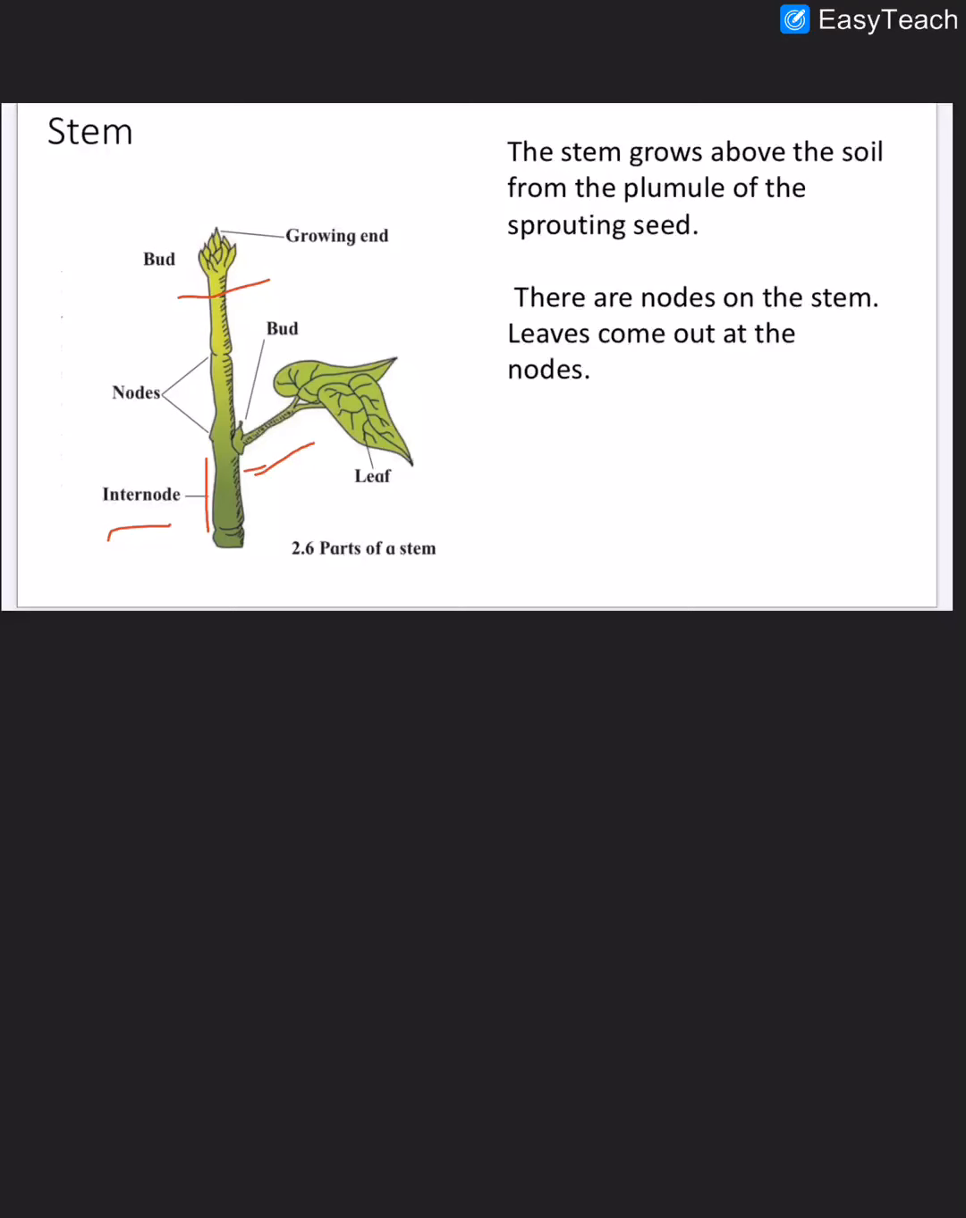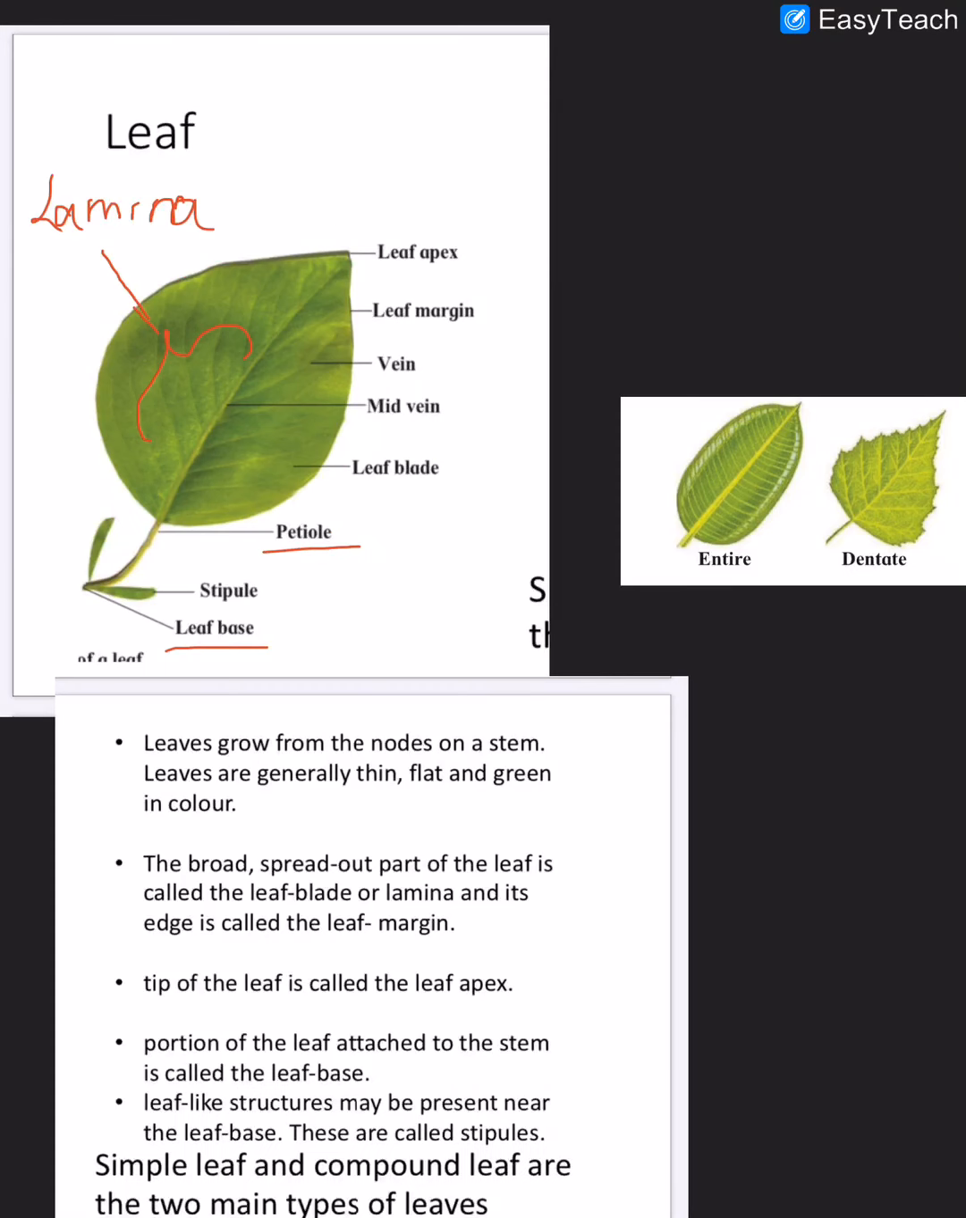And the tip of a growing stem is called a bud. The next part of a plant is leaves. Leaves are a main part of a plant because they are responsible for preparing the food of a plant. The process is known as photosynthesis. Leaves are responsible for photosynthesis.